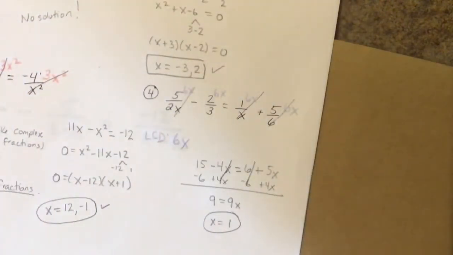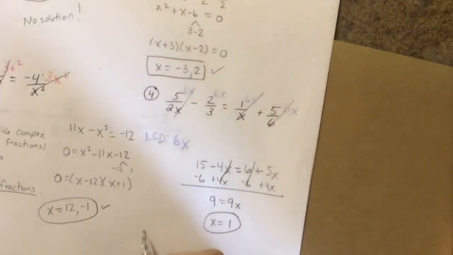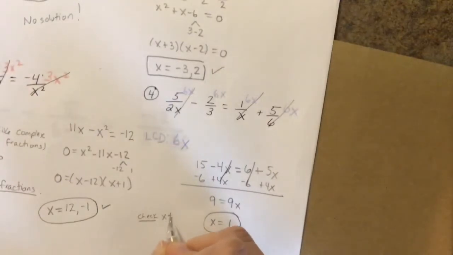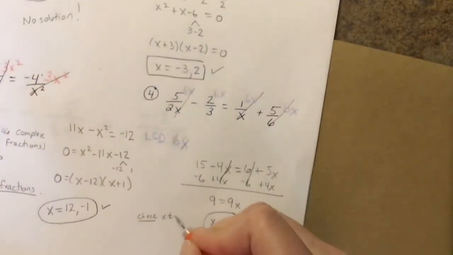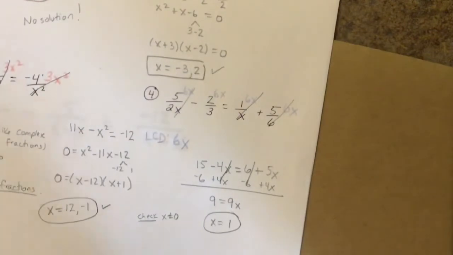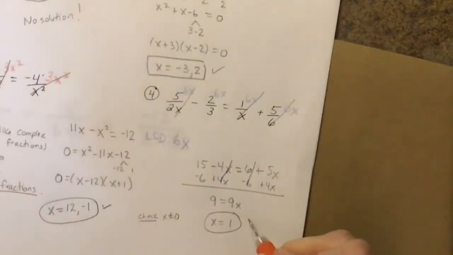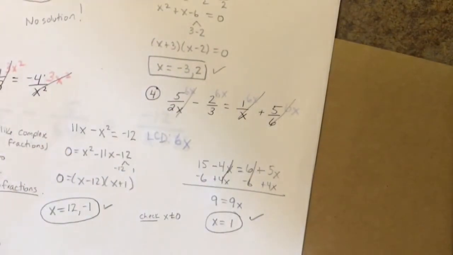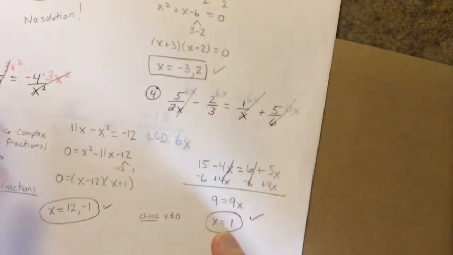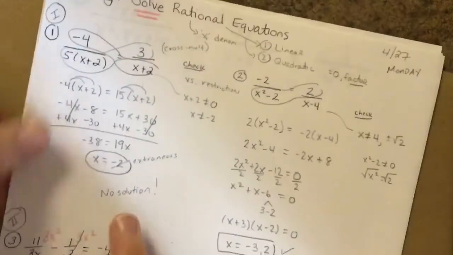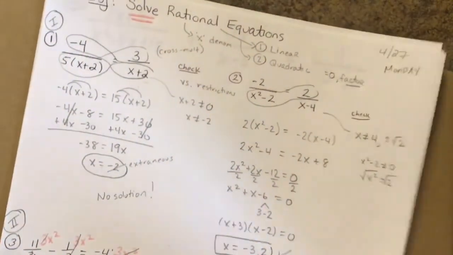Okay. Now, is it extraneous? Probably not. Let's check. What is x not allowed to be? From 6x, again, just 0. Right? Because that would give me 0 in these two denominators. So it checks. All right. So you have 1 good answer, 2 good answers. Occasionally no solution. That's not going to happen very often.